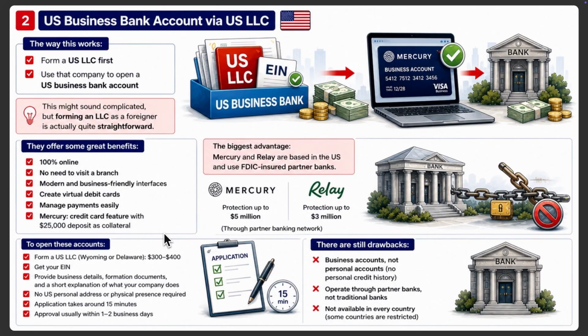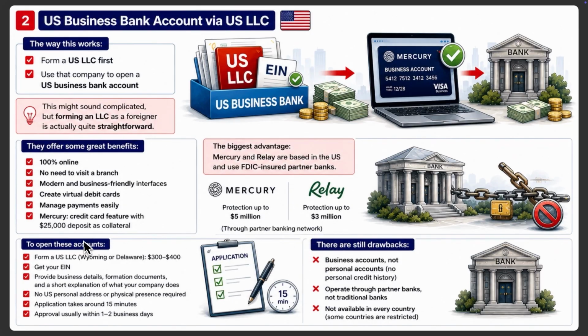The biggest advantage of Mercury and Relay is that they are based in the United States and use FDIC-insured partner banks. Mercury offers protection of up to $5 million, while Relay offers up to $3 million through its partner banking network. That provides a much stronger safety net compared with many fintech-only options.